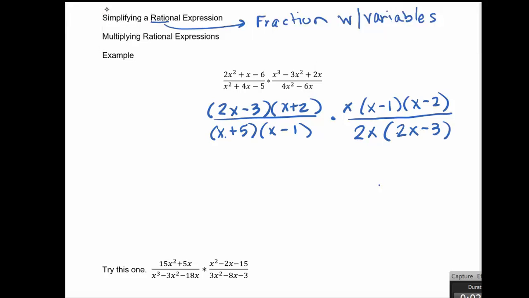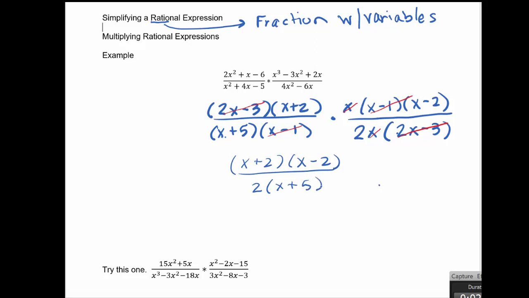You can reduce here. If there's anything in the numerator that matches anything in the denominator, you can divide. So 2x minus 3 divided by 2x minus 3. X divided by x is 1. X minus 1 divided by x minus 1. And that simplifies to what is left in the numerator, x plus 2 times x minus 2. And what's left in the denominator is 2 times x plus 5.